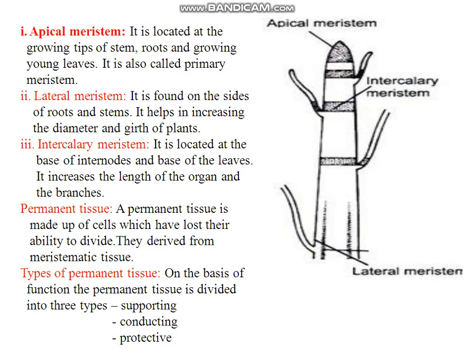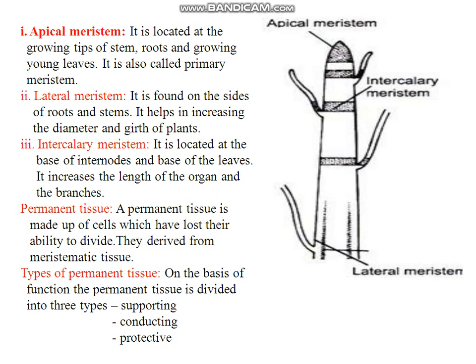Then types of permanent tissue. Actually, permanent tissue at first is divided into two types: simple permanent tissue and complex permanent tissue. Simple permanent tissue is made up of same type of cells, and complex permanent tissue is made up of different types of cells. Then simple permanent tissue is divided into three types: supporting, conducting and protective. Actually, these are the divisions of simple permanent tissue.